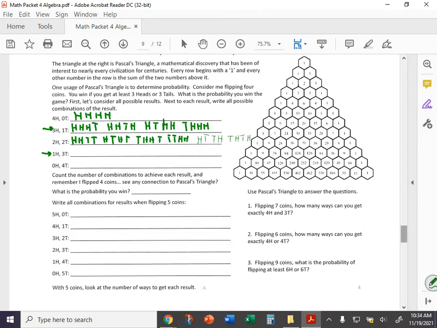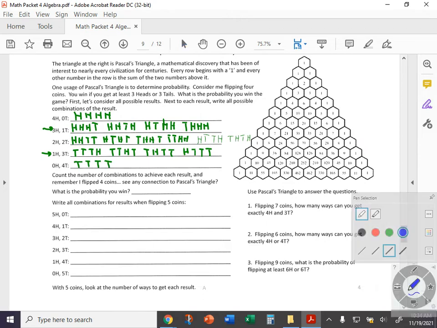For the one head and three tails, it'll basically be the opposite of what we had for three heads and a tail. All the possible outcomes are here. And then for 0 heads and 4 tails, that's just one outcome again.